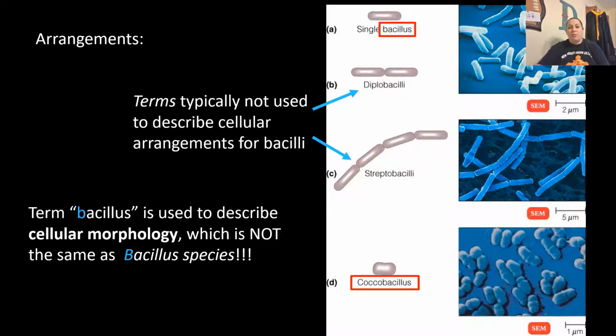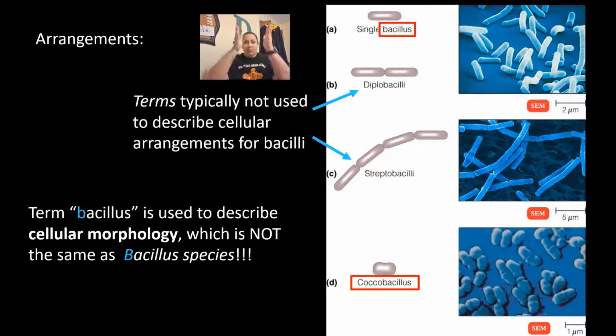All right, so when we move on to the bacillus group in the sense of the rod-shaped cells, their arrangements are going to be a little bit different. Okay, so we see that these terms are typically not used to describe cellular arrangements for bacilli. We don't normally use diplobacilli and streptobacilli when we're describing things like we did with the coccus group. All right, but they are present. They can be in twos or in chains. We also see that sometimes if they have a shape that's similar to cocci but also bacillus, we give it the name coccobacillus, okay, because it's kind of a mix of the two.